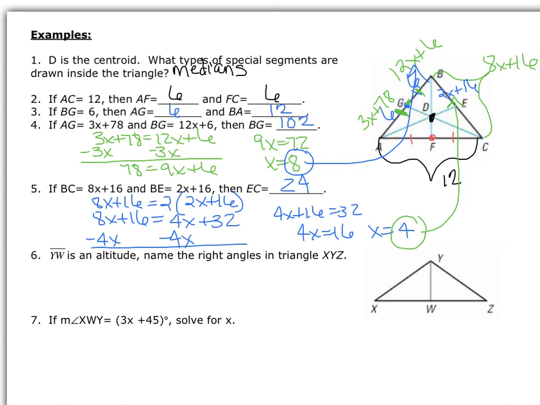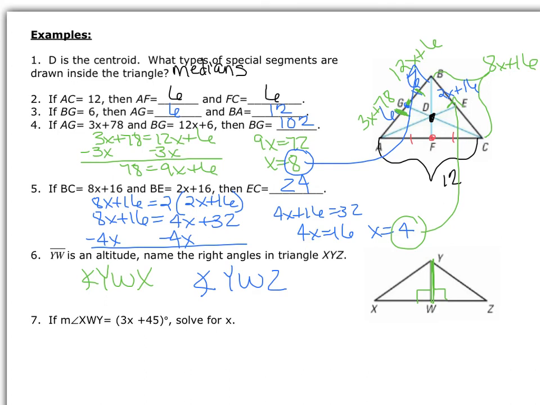So those are medians. Now let's look at an altitude. If WY is an altitude, then it wants to know which ones are the right angles. Well, altitudes are perpendicular to the opposite side. So we have 2 right angles there. We have YWX. Remember, you name an angle with 3 letters. We've got to make sure that W is in the middle because it is the vertex. And then you have the other side. You can go YWZ. There's also a right angle there.